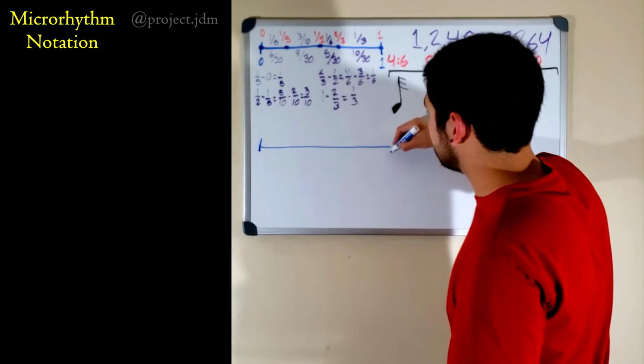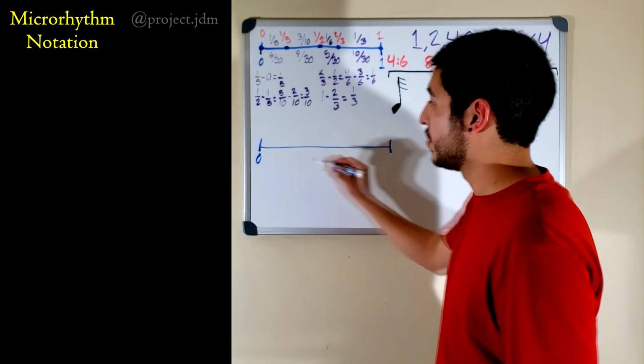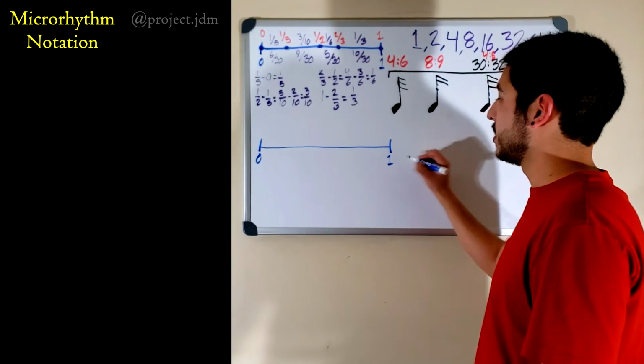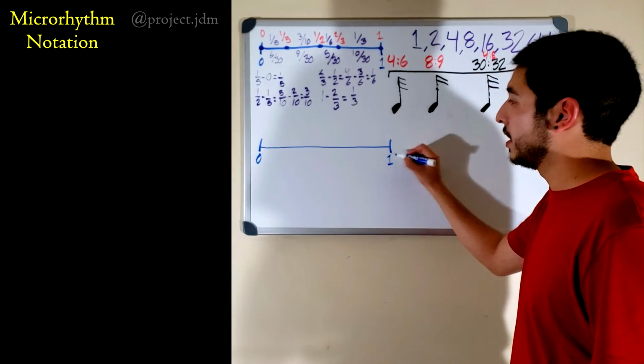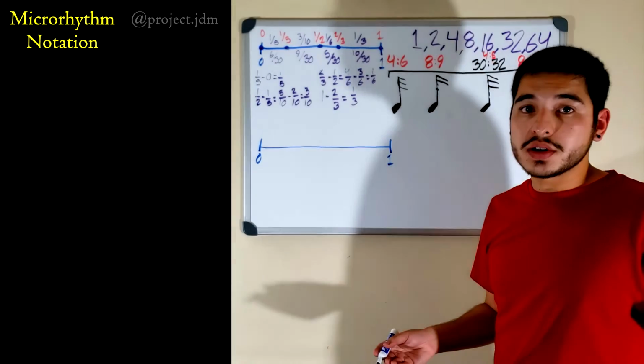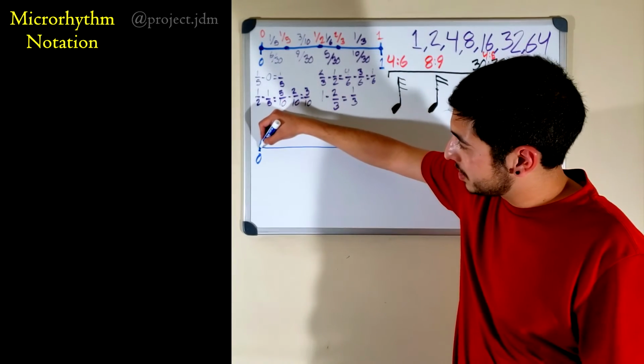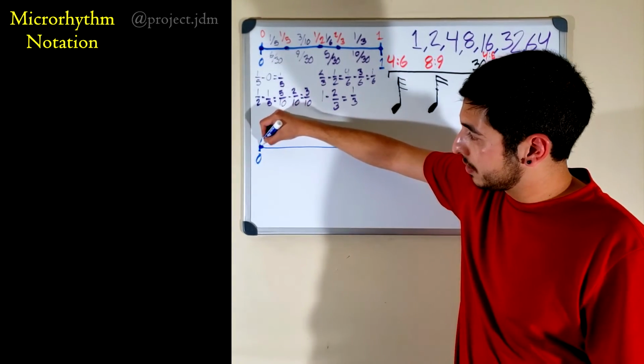We have the beginning as 0. We have the end as 1. Now we start writing in our notes. The first note is on the downbeat, so we're gonna put a dot on the 0.